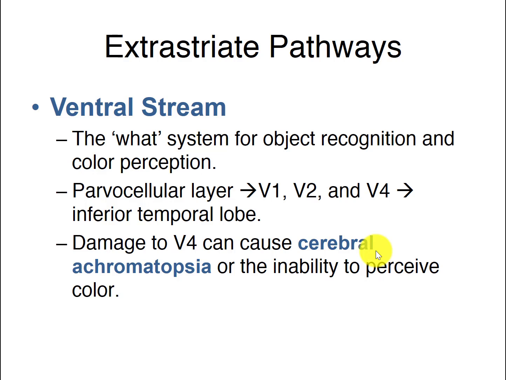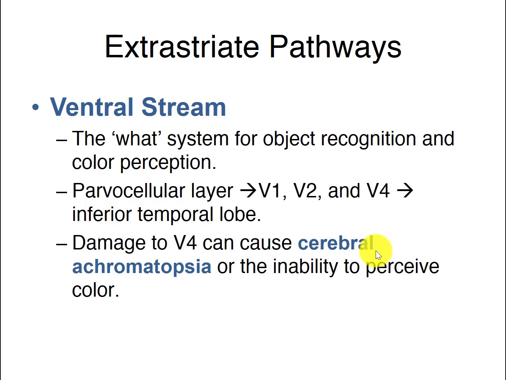The ventral stream is about what things are. This is starting in V1, V2, V4, and going into the temporal lobe, or the inferior temporal lobe. And this is all about identifying and perceiving objects, but it's also about color. V4 is big in color.